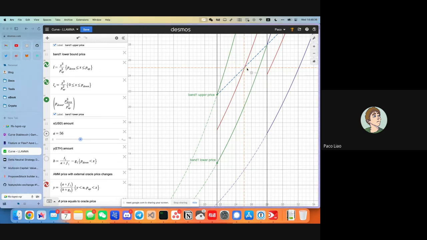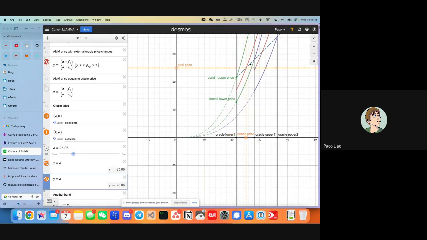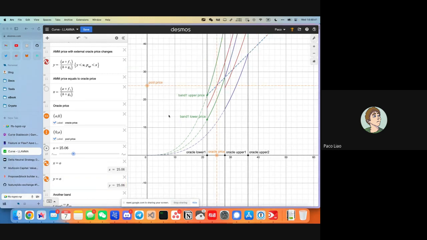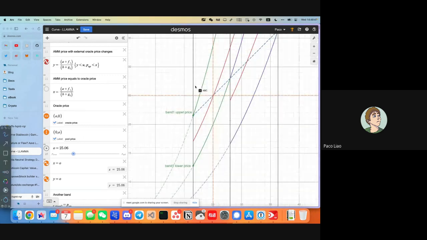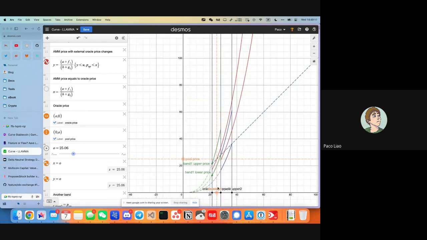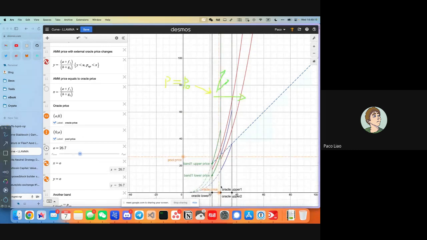But if the external price increases, sorry, I'll jump a little bit. So we started from here. Market price equals external price, right? And the x-axis is the external price. So with external price increasing, the market price increased faster than this blue line, right? And if the external price increases a little bit, let's see how the market price goes.